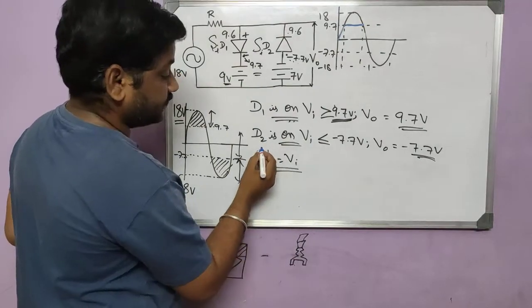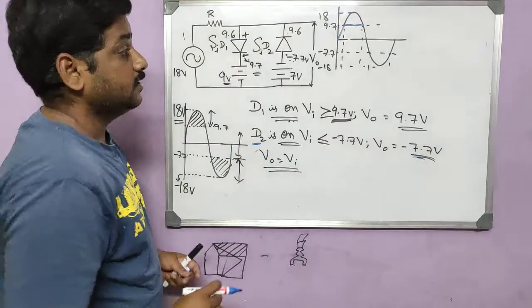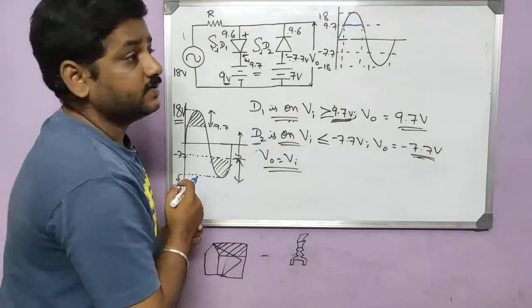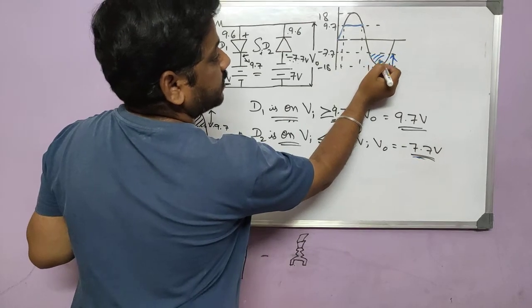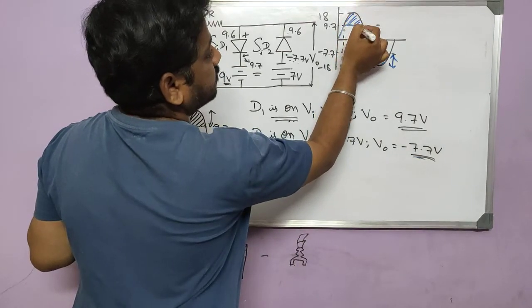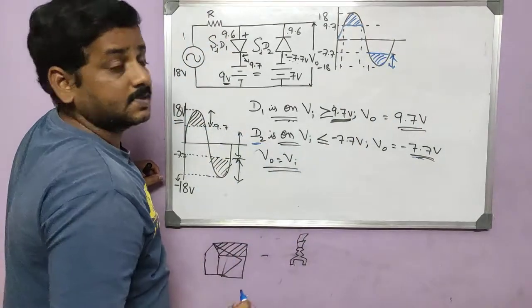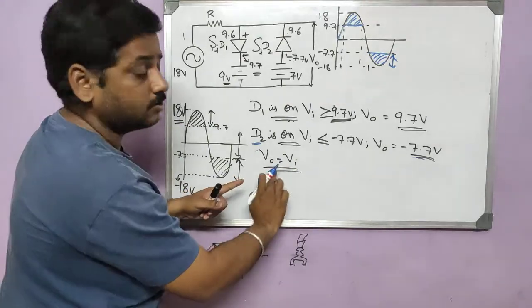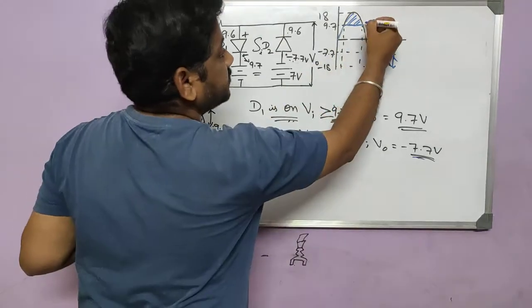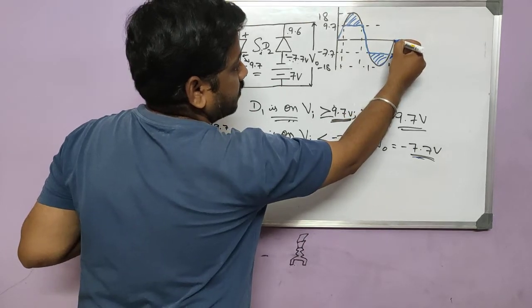Next, diode D2 is up to minus 7.7. D2 will conduct only if input is less than minus 7.7, so it will conduct for this region. So this is going to be clipped and this is going to be clipped. So on the negative side we get it like this. And in between, output will follow the input, so in between you just put as it is what we have as input.